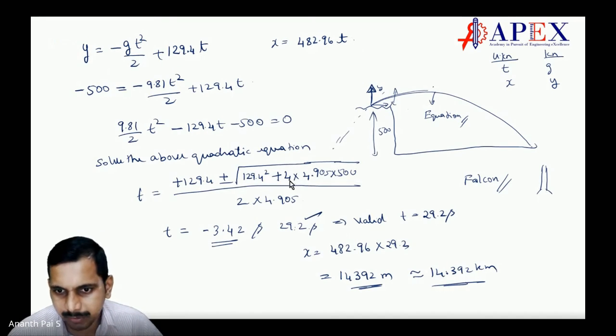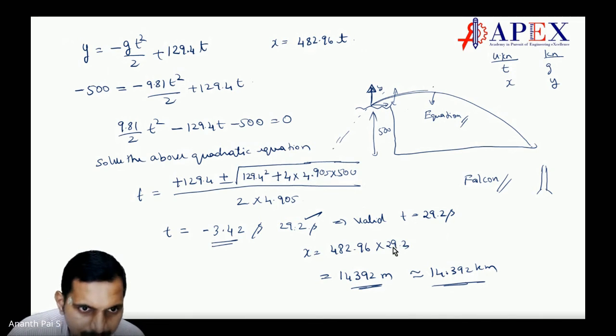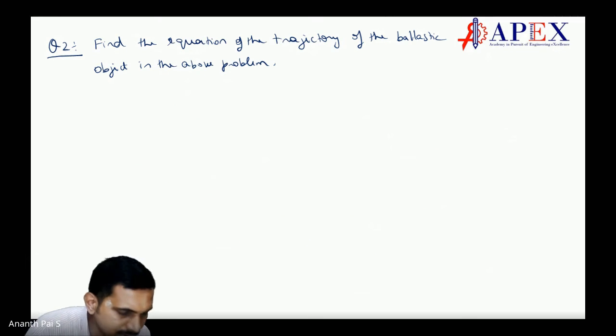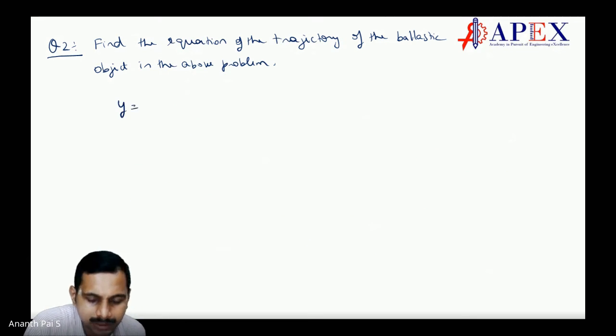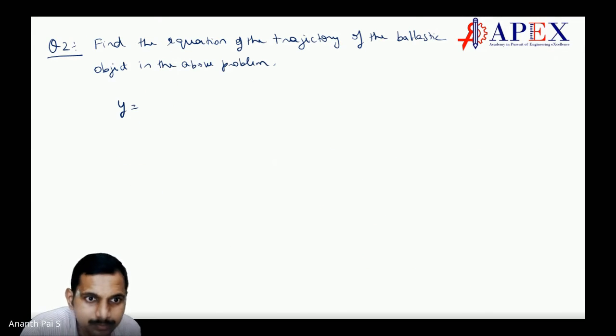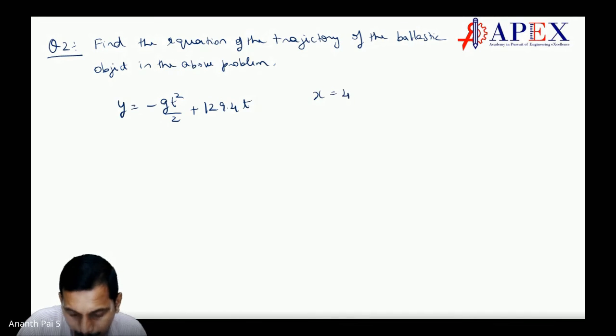This much is clear. Everybody has written this down. Got the answer, right? Now find the equations. How will you do that? We have first y is equal to minus g t square by 2 plus 129.4 t, and again we have x is equal to 482.96 t.